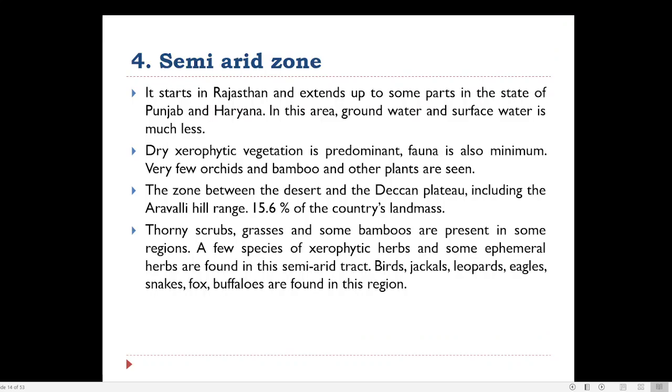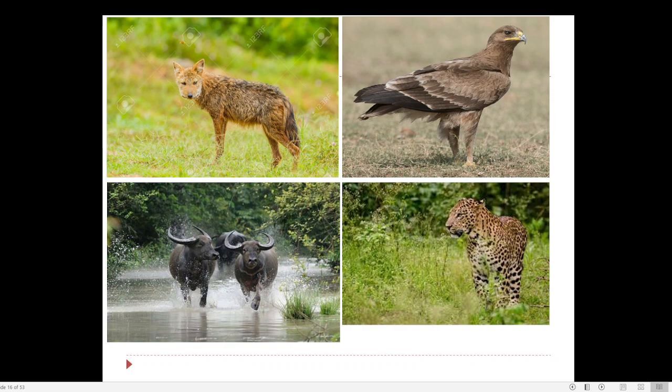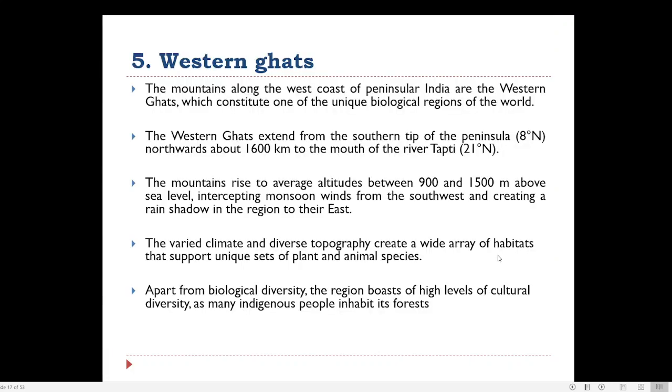So we can find birds, jackals, leopards, then eagles, snakes, foxes, buffaloes in this region. So these are some of the animals, like the eagle here. Then foxes are there, wild buffalo is there, leopard is there. So these are some of the different types of animals which you can find in the semi-arid zone.